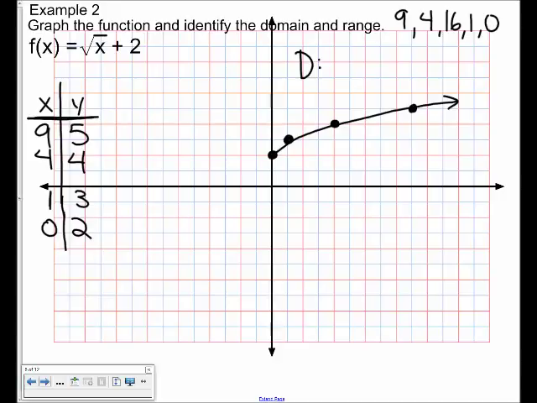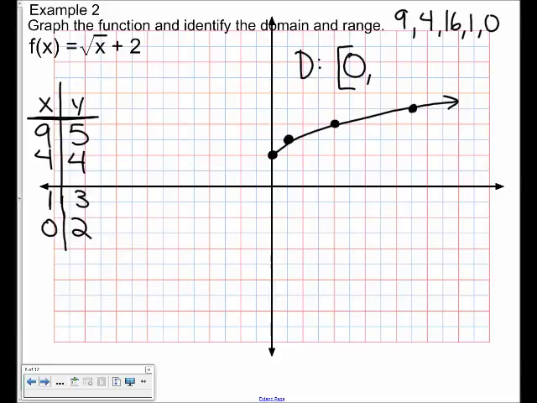So domain says, okay, what's the lowest x value that you were able to use? 0. The lowest x value was 0. So start with that. Look at your graph. At 0, 2, is your circle filled in? Yes. So I'm going to use what symbol with 0? What symbol am I going to use with it? A bracket, because it's filled in. It touches 0. Okay?